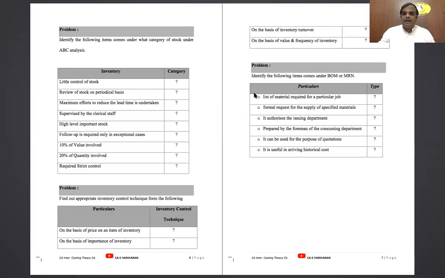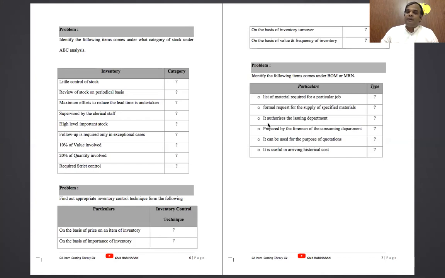Then, identify whether the following items come under the BOM or MRN. This type of concept-based question, students are not at all referring. That's the reason they are unable to get the additional 5 marks. And not only that, if you refer to the concept-based questions, you will become strong in the direct theory questions also, so that you can happily get the direct 20 marks properly.